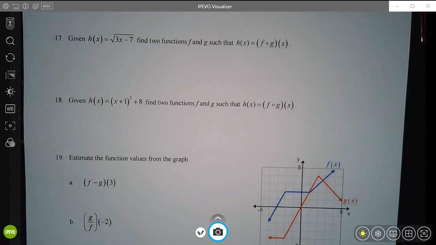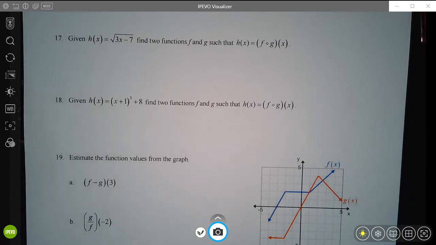Okay, so let's read the question together. Number 17 says, given h of x is the square root of 3x minus 7, find two functions f and g such that h of x equals the composition of g and f. So this is a fun one. It's kind of like a puzzle. We're doing it backwards this time.